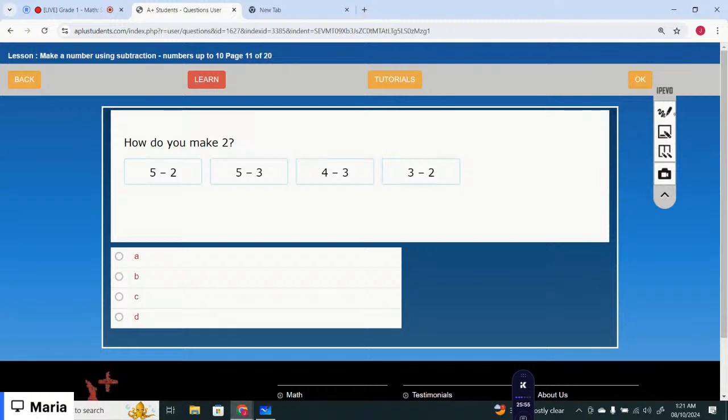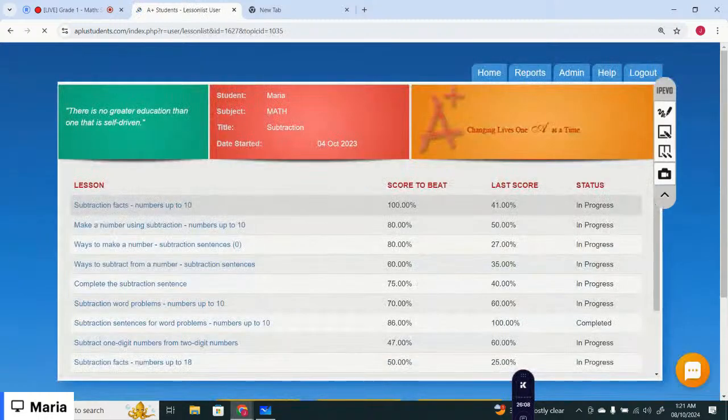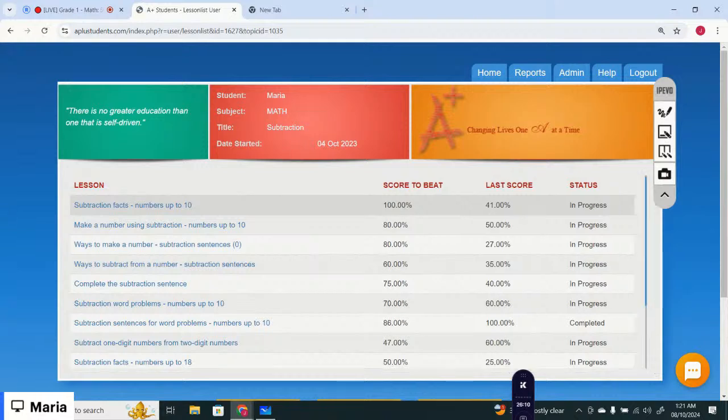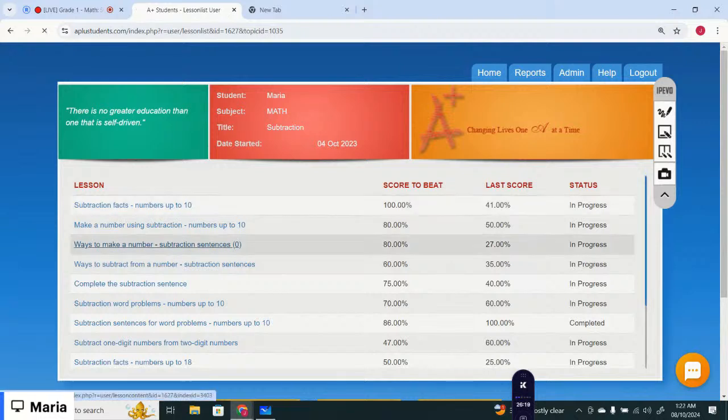Okay, you can complete the lesson by yourself later today. Let me just move on to the next lesson. Okay, the next lesson is ways to make a number, subtraction sentences. Let's just start with the lesson.